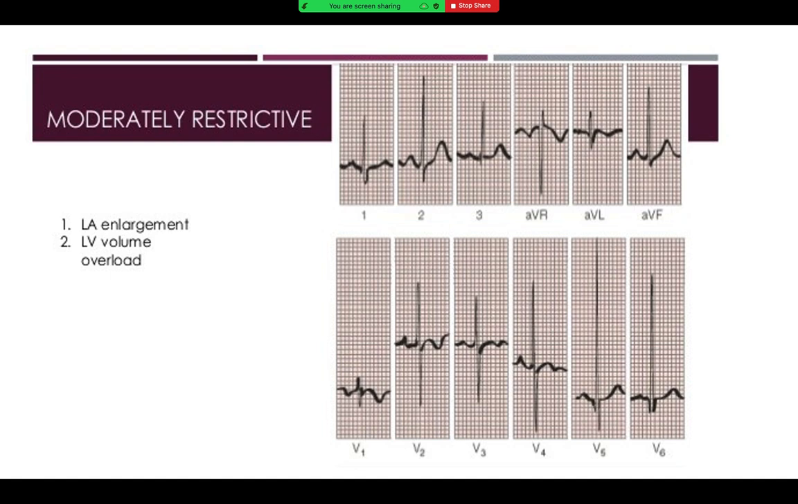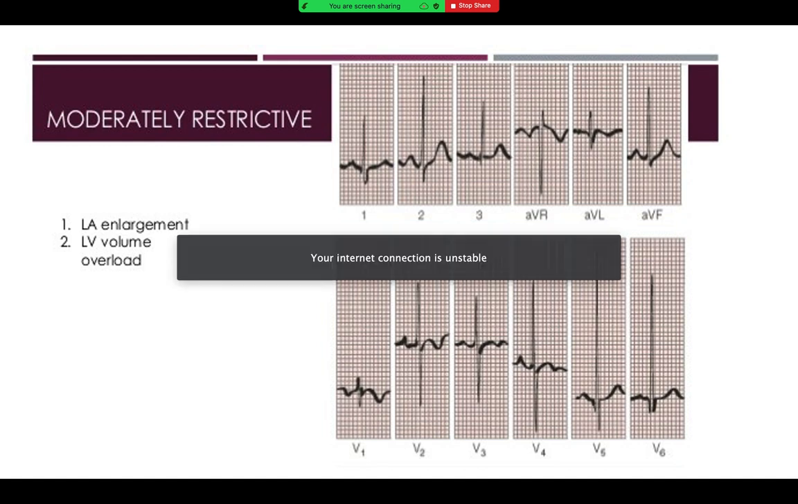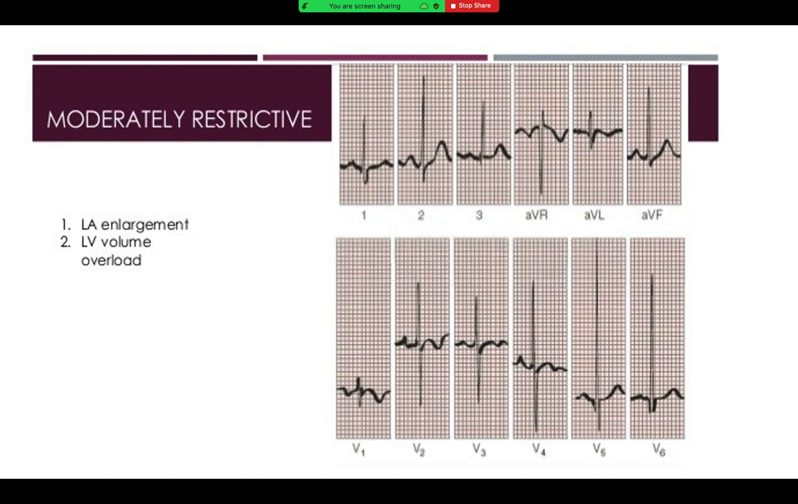So what is the typical thing about this? Because this is moderately restrictive, two things you will be able to notice. The left atrium enlargement is going to happen, and also the LV volume overload. So how do you notice the LA enlargement? If you look carefully over here, what other features will you notice? For example, in this ECG, what do we notice?